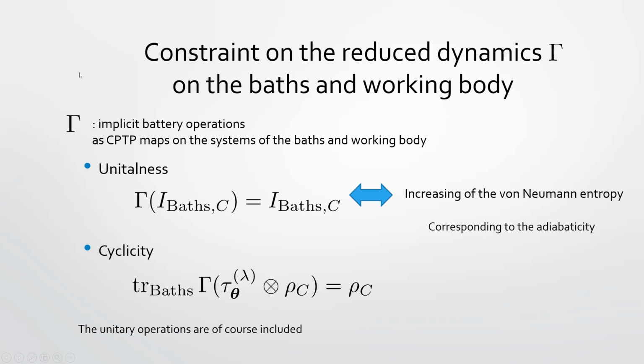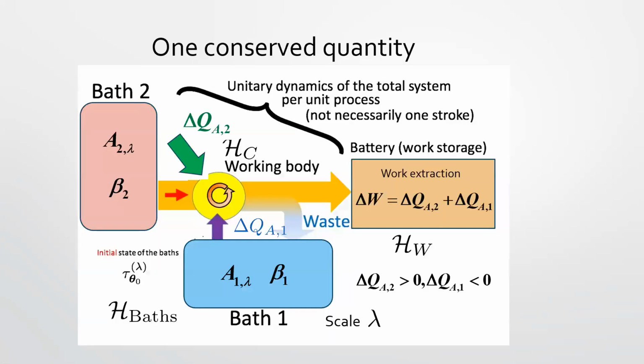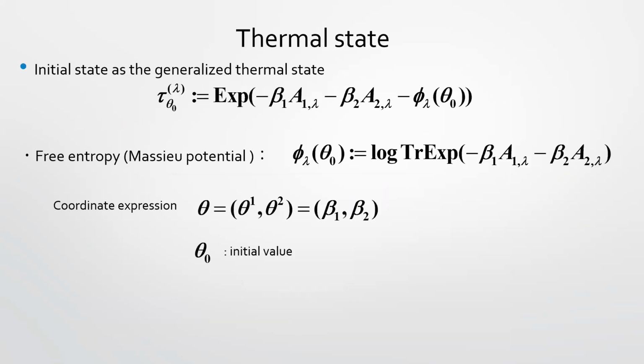Excuse me? Can I ask you something about one slide before? One more before. Okay. So this delta QA. So these two quantities A1 and A2 are two observables, right? Yes. So this delta QA is the change in the expectation value of this observable A1 and A2. Is that correct? Yes, change, yes. Okay, thank you. So later I will give its definition more precisely.